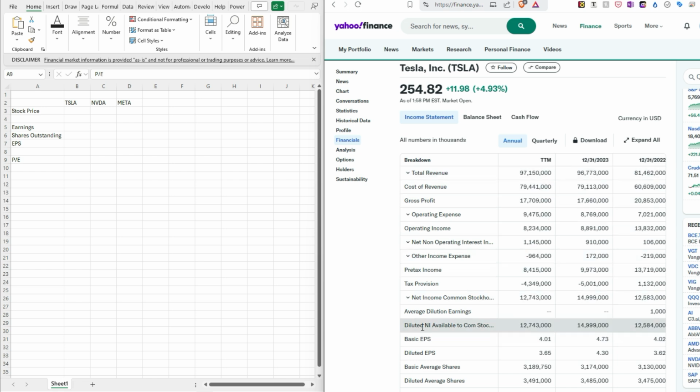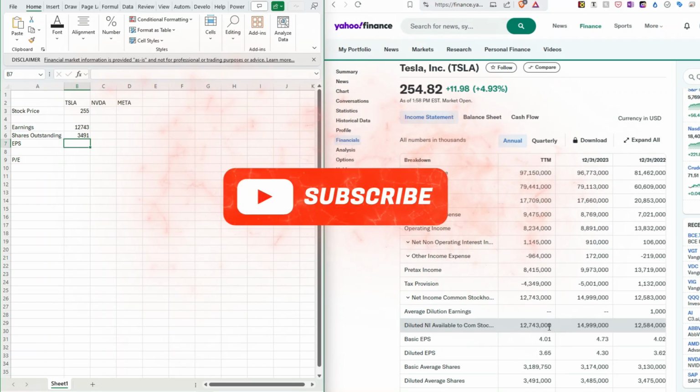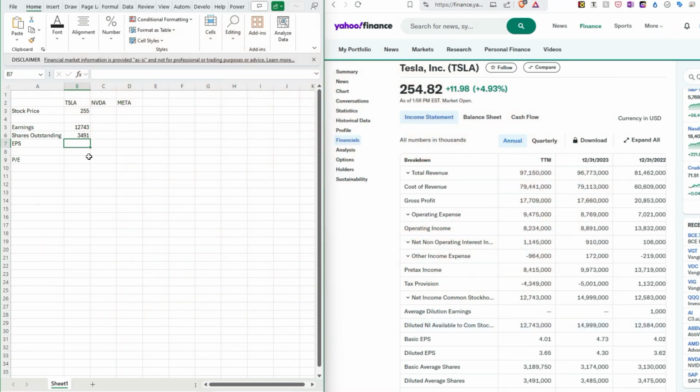So here we've got diluted net income available to common stockholders, and this is in thousands. So I'm going to pull in 12,743 for the earnings. And I can put in a stock price of about $255 right now for Tesla stock. And for the shares outstanding, we've got diluted average shares, 3,491. So I want to make sure that if it's thousands, we're putting in thousands, and millions, then in millions and so on, just to make sure that we're calculating it properly. And then I'm going to take the earnings divided by the shares outstanding. So that EPS is 3.65.